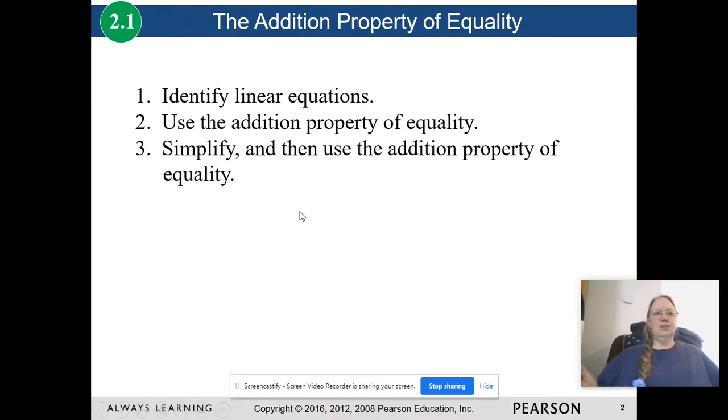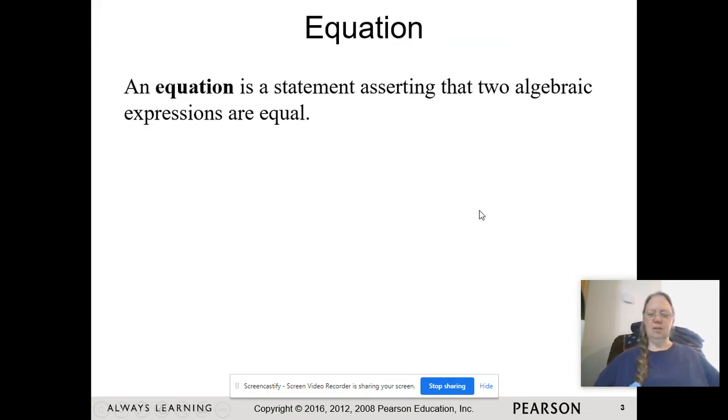Okay, section 2.1, the addition property of equality. A lot of this stuff is going to be a review for you, so just a fair warning, it's going to be a review. An equation is a statement asserting that two algebraic expressions are equal.